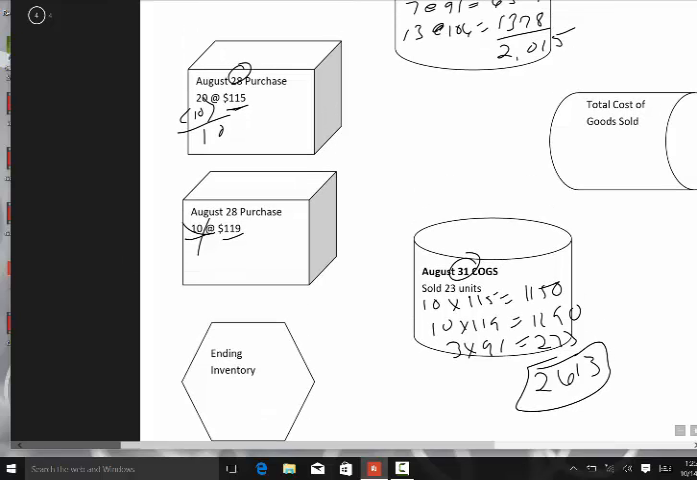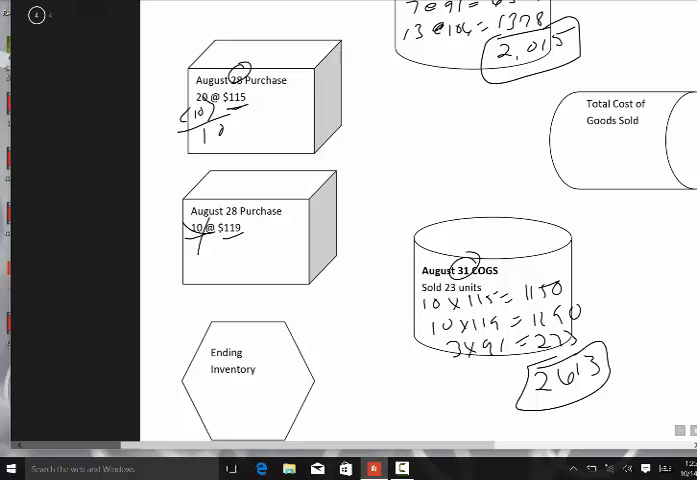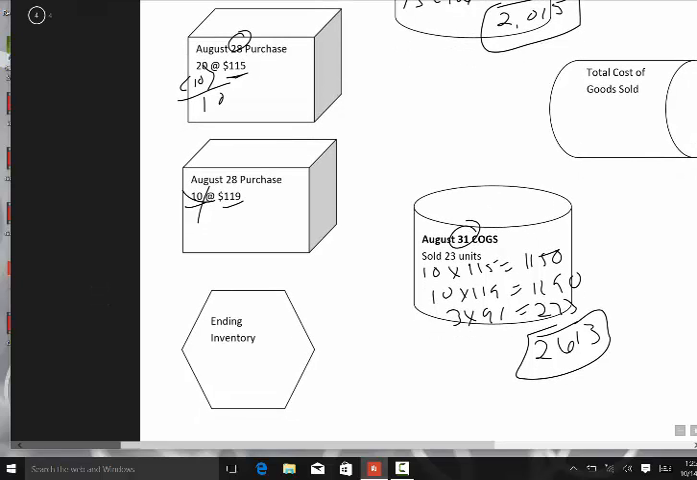So when I add up these two cost of goods sold amounts, my total cost of goods sold for the month of August is $4,628.